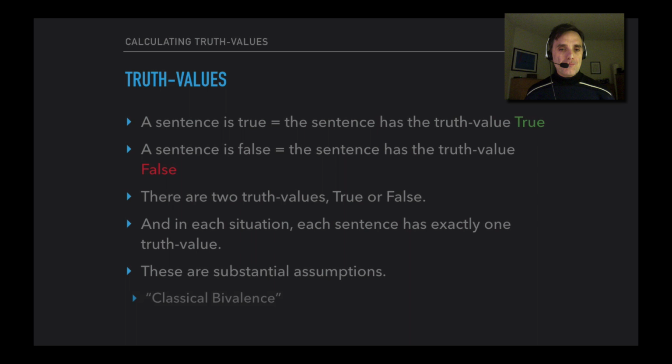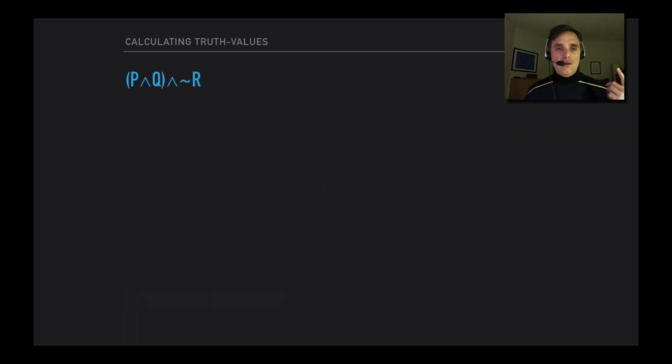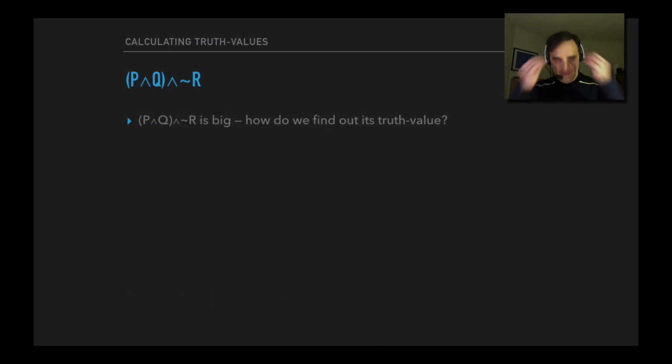Okay, so let's take this sentence: P and Q and not R. So this is a big sentence, and we might wonder, how am I going to find out its truth value? Well, I'm going to tell you how, and then I'm going to show you how it works, and then I'm going to tell you again. So, what do we do? Well, how do we calculate its truth value, i.e. find out whether or not it's true or false?